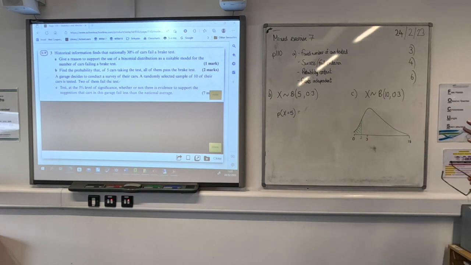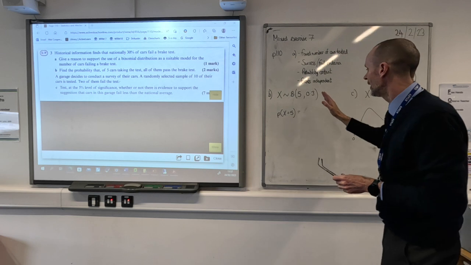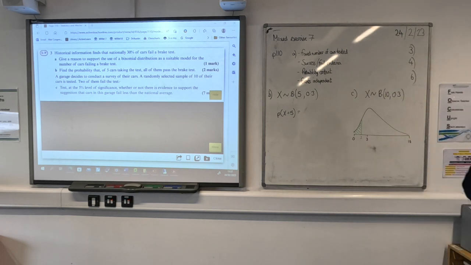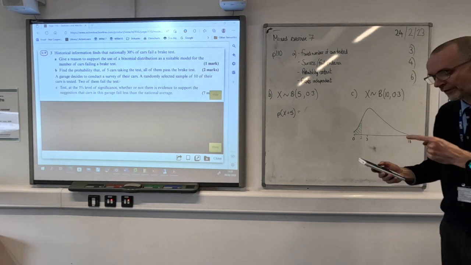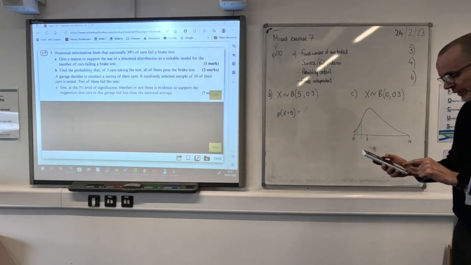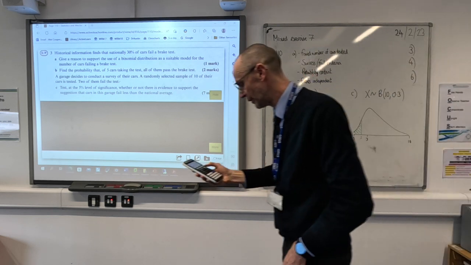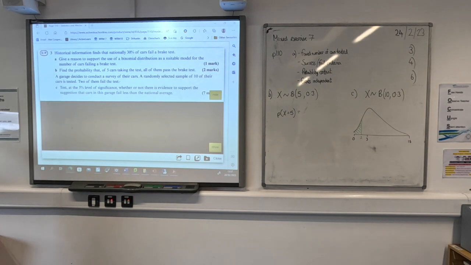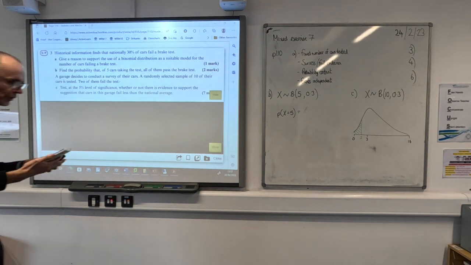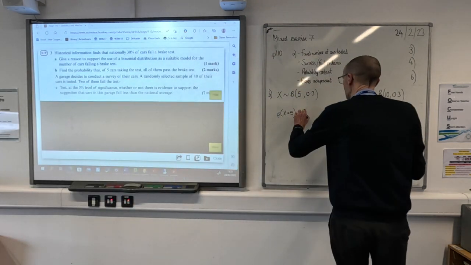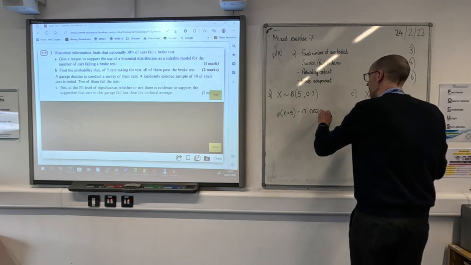Those are the 4 things that we need for binomial. So this is quite a nice question because part B is just a common or garden vanilla binomial problem. We've tested 5 cars and we want to know the probability of just 5. Remember, I encourage you to use binomial cumulative all the time, and that just means you type upper and lower as 5. And so that should have given you this tiny probability, 0.00243, which we round to 4 decimal places.